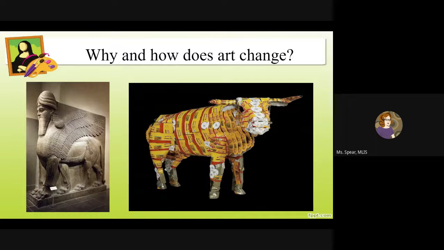So we have two figures here. We have a winged bull that is from the citadel of Sargon II, from 700 BCE, he's called the Lamassu. And then we have an artwork that was created in 2010. This is called Pasupaluaafe. It's made of corned beef tins, and it's by the New Zealand artist, Michael Tofri.